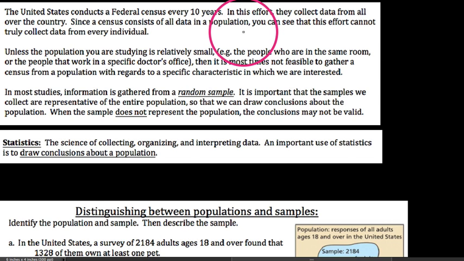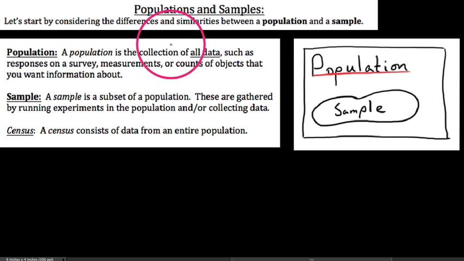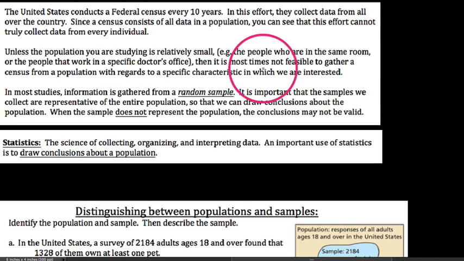And so in order to get a better idea of its citizens, it does this census, but truly, is it really a census? A census consists of all data from a population. Do they really truly collect data from everybody? Since a census consists of all data in a population, you can see that that effort would not be truly met in the official United States Census because you're not going to get data from everybody.